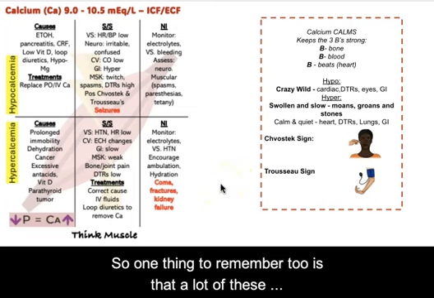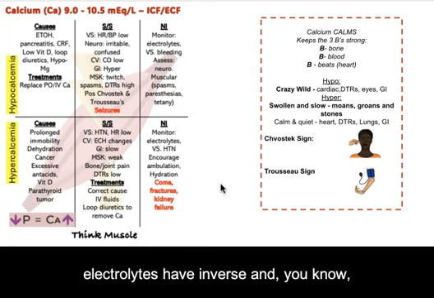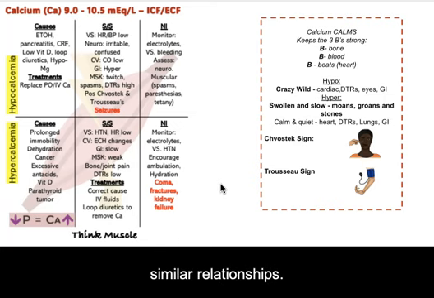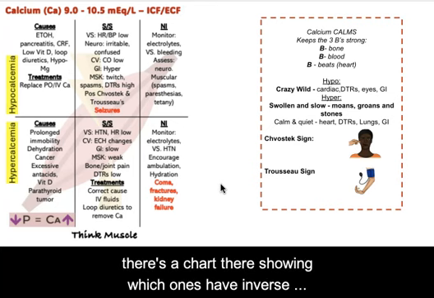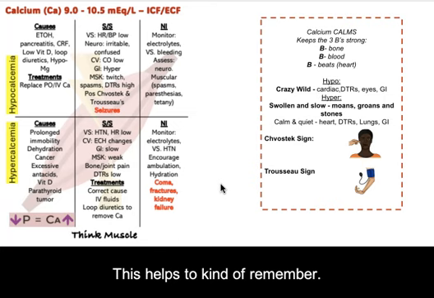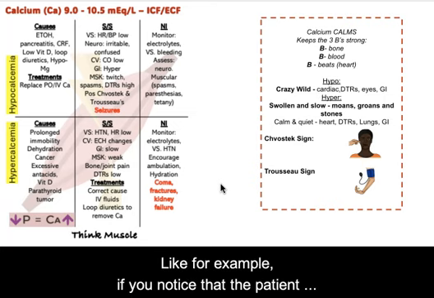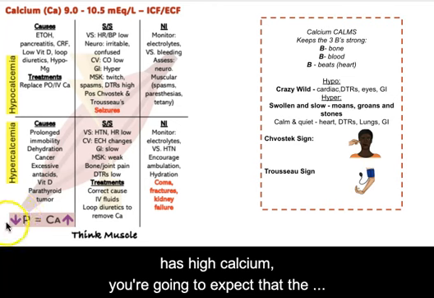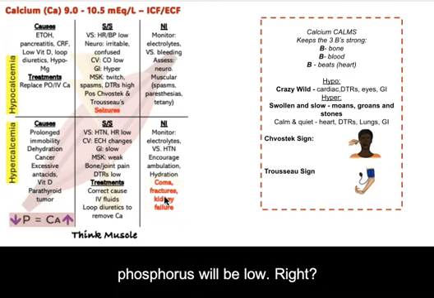So one thing to remember too is that a lot of these electrolytes have inverse and similar relationships. And in one of the slides earlier, there's a chart there showing which ones have inverse relationships, which ones have similar relationships. This helps to kind of remember. Like, for example, if you notice that the patient has high calcium, you're going to expect that the phosphorus will be low, right? That's a good thing to remember.